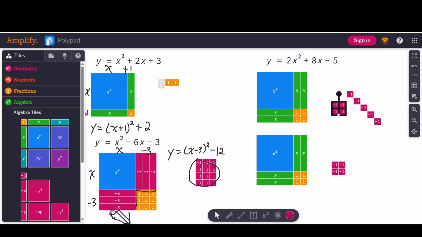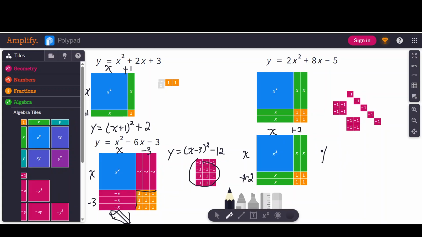So what does this look like then? Well, we have our 2 squares that each have dimensions of x plus 2. Sorry, that's not looking so good. So our 2 squares, so we have our y equals, and we have 2 copies of this x plus 2 all squared.